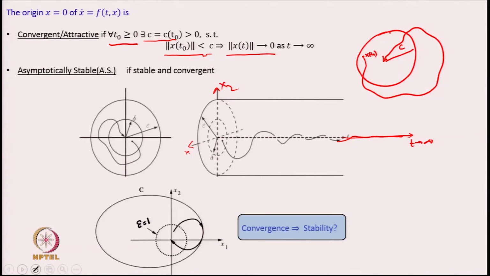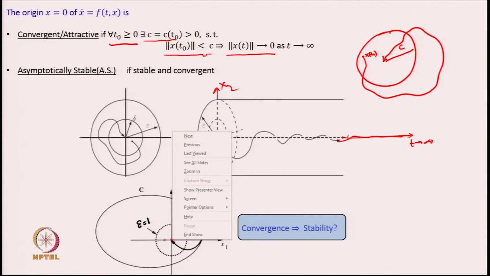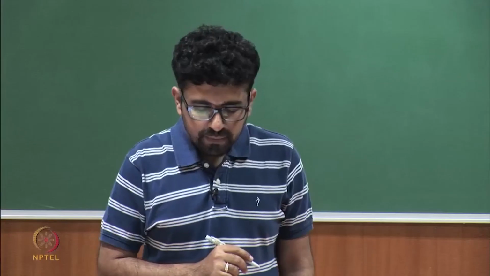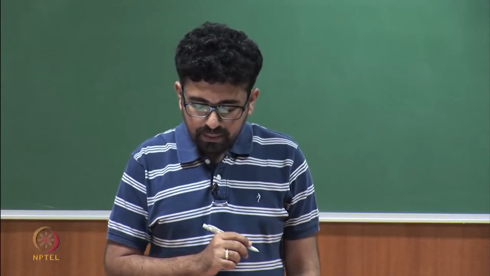Okay, so let us take another example here of a system where the equilibrium point is the origin. Here, this is a special system where if the state trajectories start from any non-initial condition, then they will reach a curve C, and then eventually they will come back to the equilibrium point. Okay. So, can we say that the system is convergent? Yes, it satisfies the definition of convergence that we just mentioned.